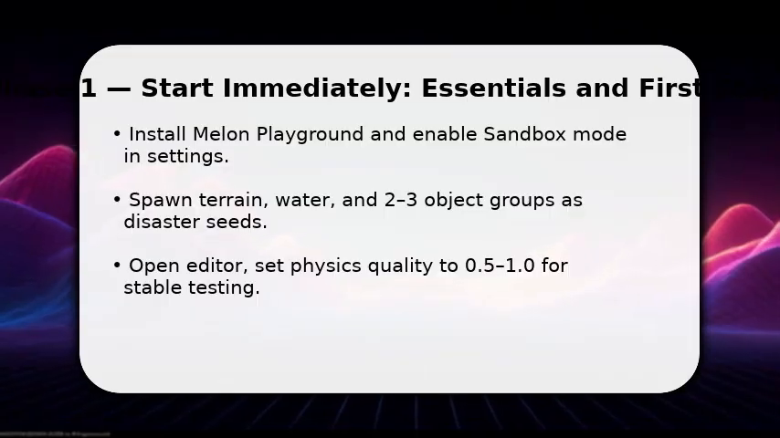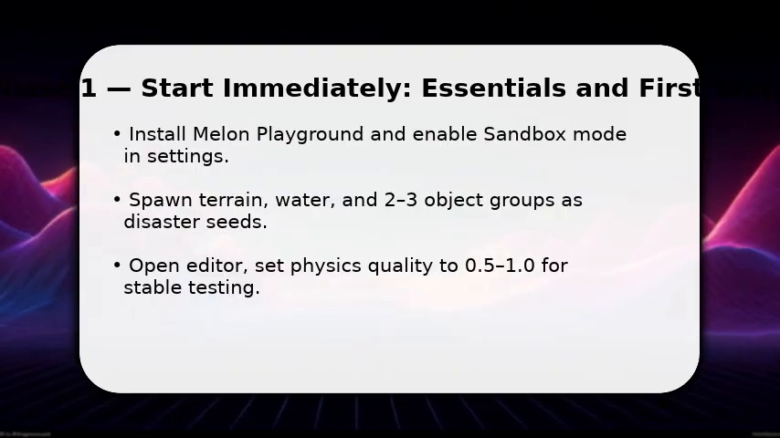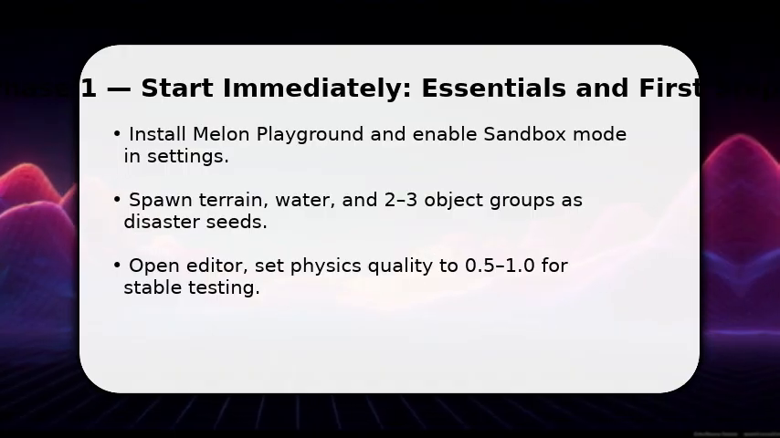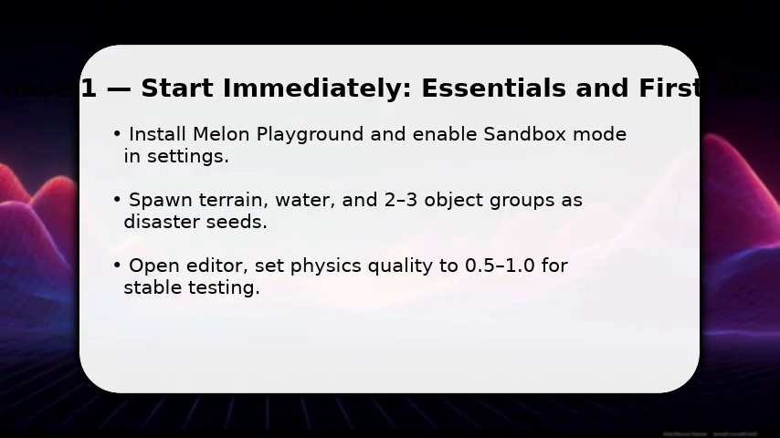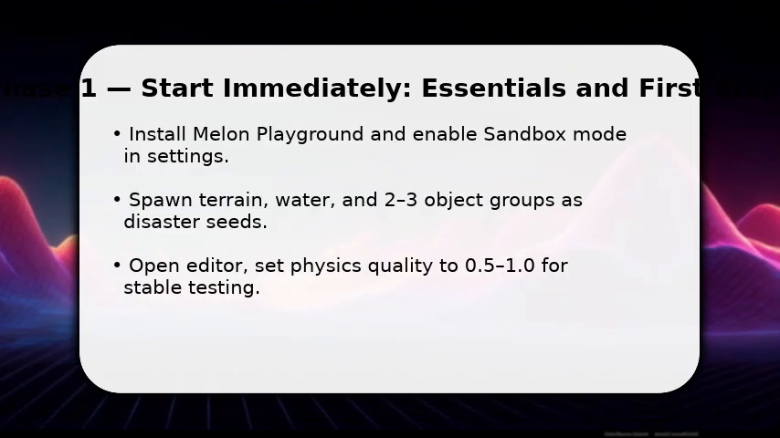You begin with the essentials. Open Melon Playground and switch to sandbox mode so you control every variable. Spawn terrain, a body of water, and 2 to 3 object groups to act as seeds for the disaster. Once done, open the editor and set physics quality to 0.